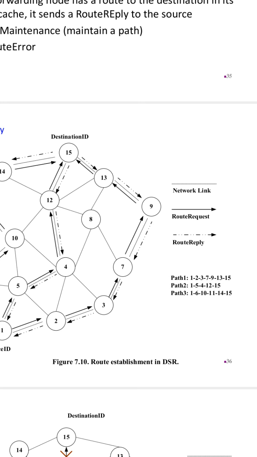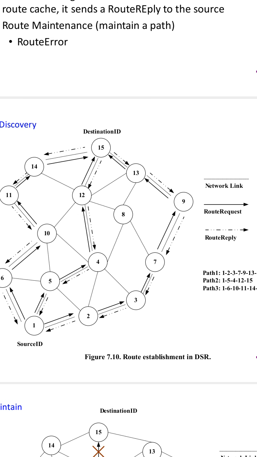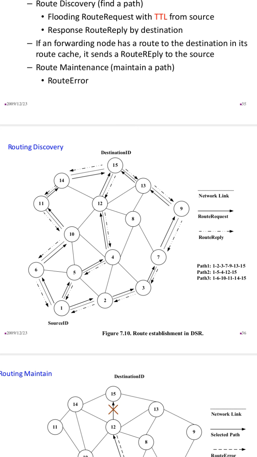These are the three paths to reach the destination from the source for our packet. Out of these three paths, here we can dynamically select any one route. Okay, so this is the dynamic source routing protocol. Out of these three paths, we can dynamically select any one route to reach our destination.